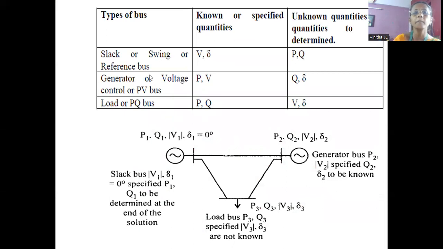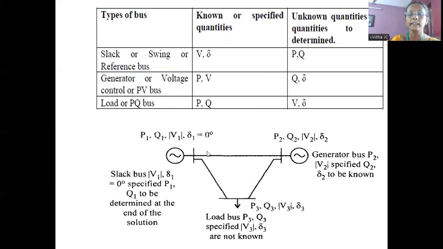And here the same types of buses will be tabulated. The first bus is the slack, swing or reference bus. In this, the known parameters are V and δ, and the unknown quantities are P and Q. Similarly, for a generator or voltage control bus, P and V will be specified, and we need to calculate the value of Q and δ. And the third type is the load or PQ bus. For this bus, P and Q will be specified, and V and δ must be calculated.